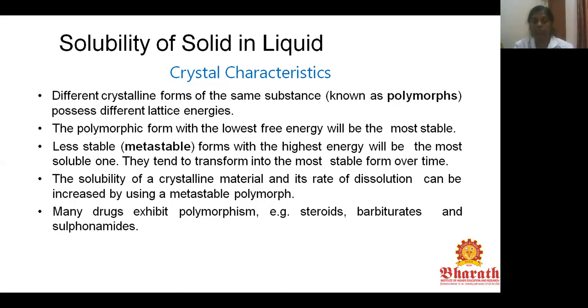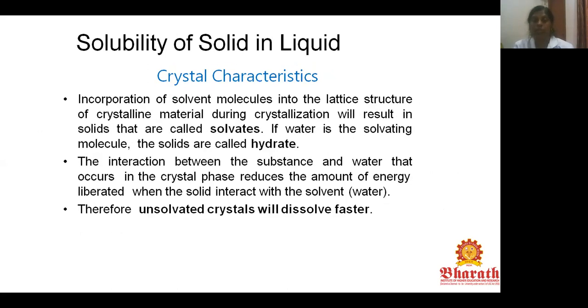Many drugs exhibit polymorphism, for example steroids, barbiturates, and sulfonamides. Incorporation of the solvent molecules into the lattice structure of crystalline material during crystallization will result in solids that are called solvates. If water is the solvating molecule, the solids are called hydrates. The interaction between substance and water that occurs in this crystal phase reduces the amount of energy liberated when the solid interacts with the solvent. Therefore, unsolvated crystals will dissolve faster.